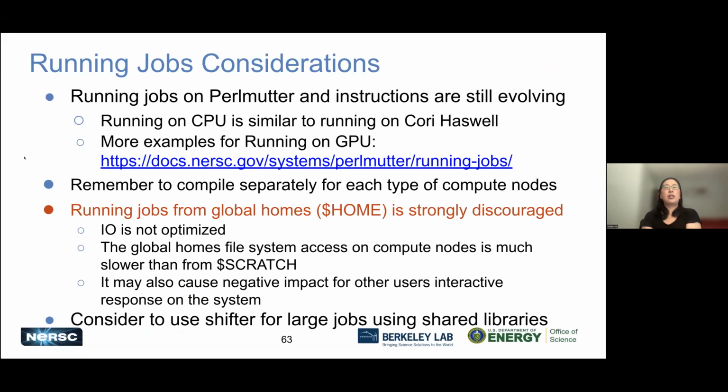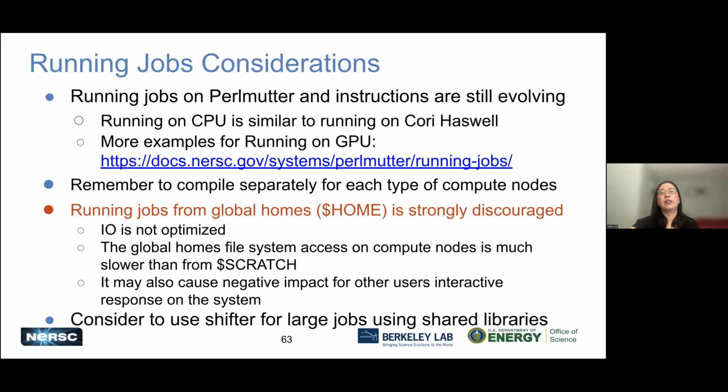So, some considerations running jobs. I mentioned running jobs on Perlmutter CPU is similar to running on Cori Haswell, especially regarding affinity settings. Running jobs on GPU is much more complicated. The settings on flags of tasks, GPUs per task, number of tasks per node, and then there's GPU binding flags as well. And there's a few of the CUDA MPI aware, a special environment variable settings.